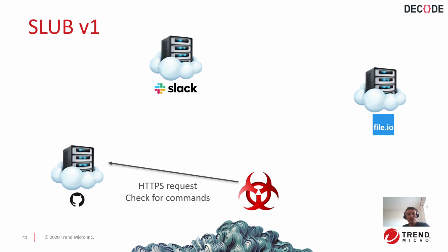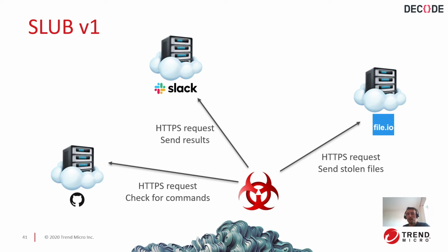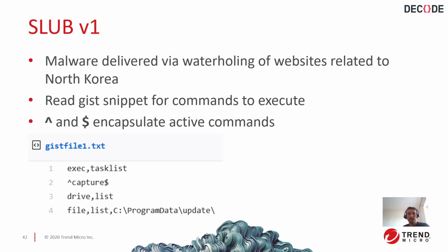In the first version, it used Slack, that's why SL, and GitHub, that's the UB letters. First, the malware sends a request to a GitHub gist to get a command. The command is then processed, executed, and the result is uploaded to Slack. Bigger files are exfiltrated to the file.io service. We know that this version 1 is delivered via waterholing on websites related to North Korea. Then when it reads the gist snippet, it looks like this.